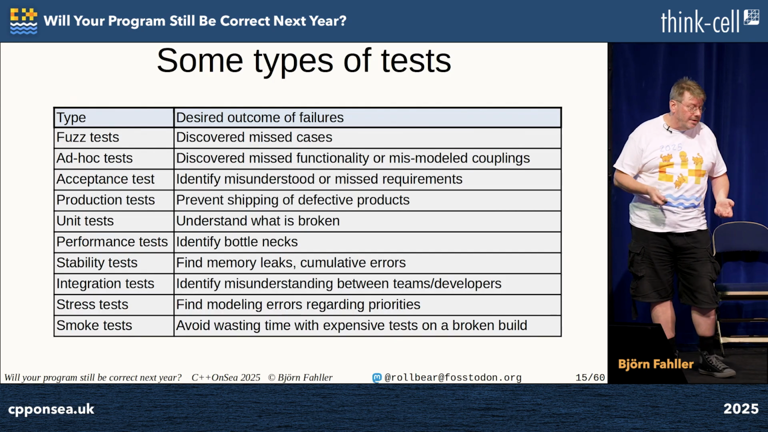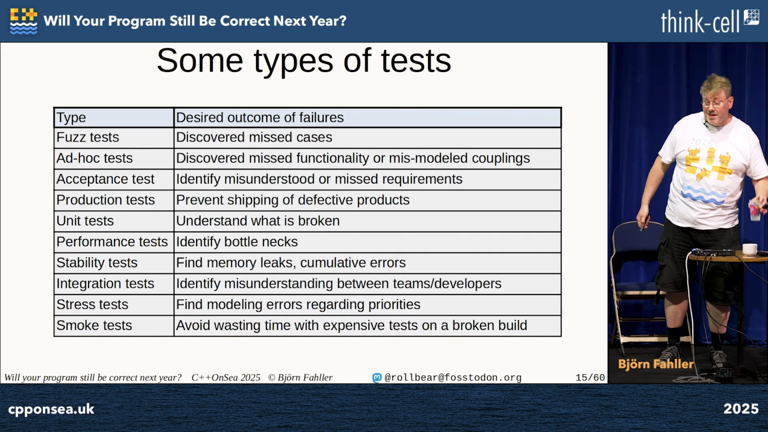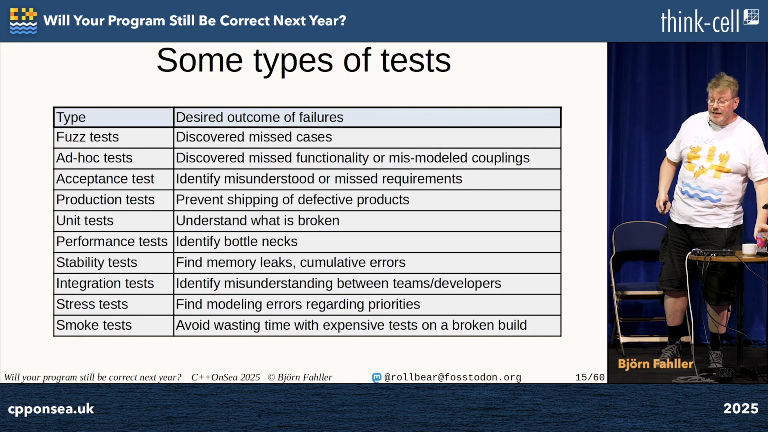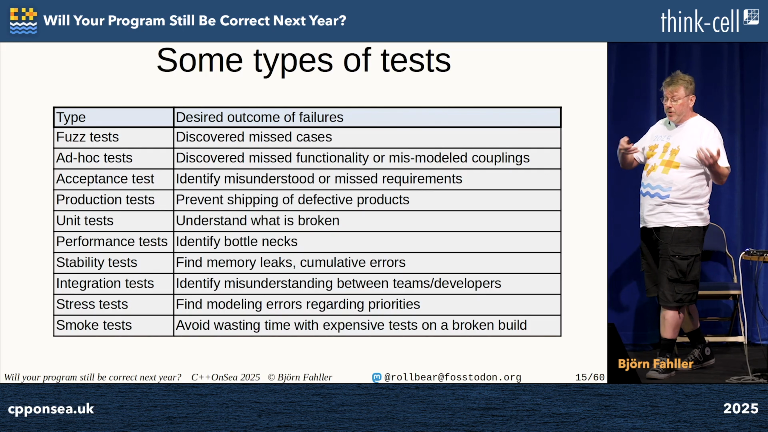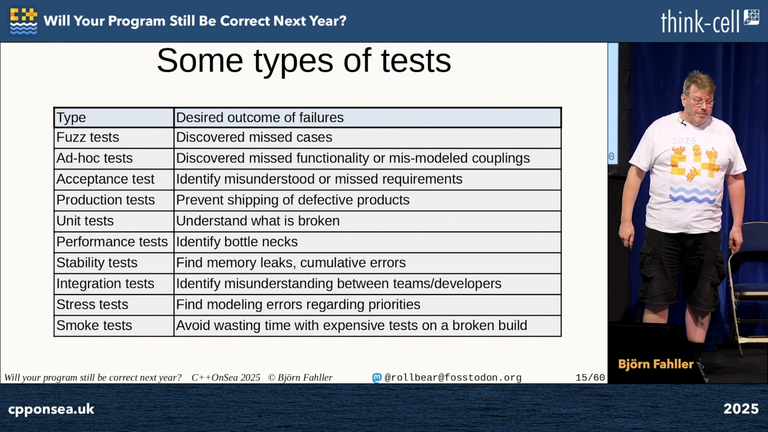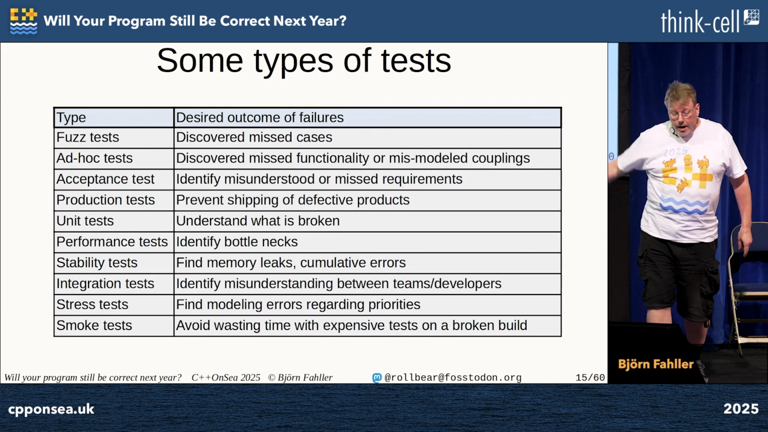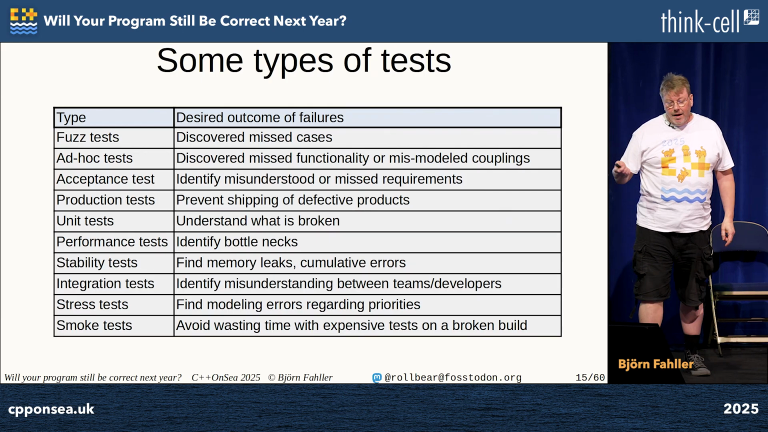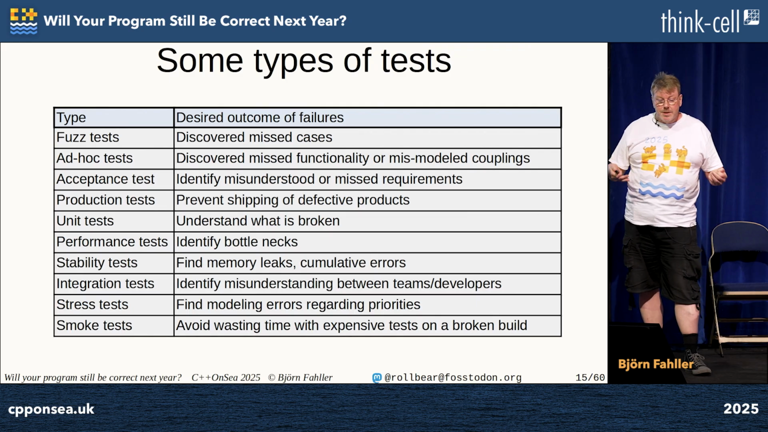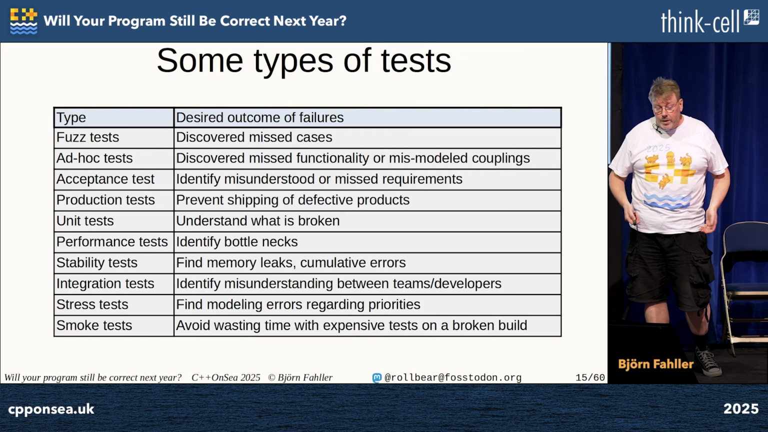And also, what is the desired outcome in case the tests fail? For fuzz tests, missed cases. Ad hoc tests, missed functionality or mismodeled couplings. A classic thing with a 70s car is that if you brake hard while you're tooting the horn, the windshield wiper goes on. Acceptance tests, identify misunderstood or missed requirements. Production tests, prevent shipping of defective products. It's a bad soldering somewhere or whatever.